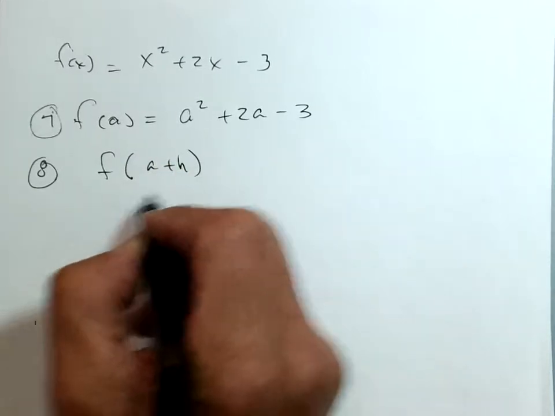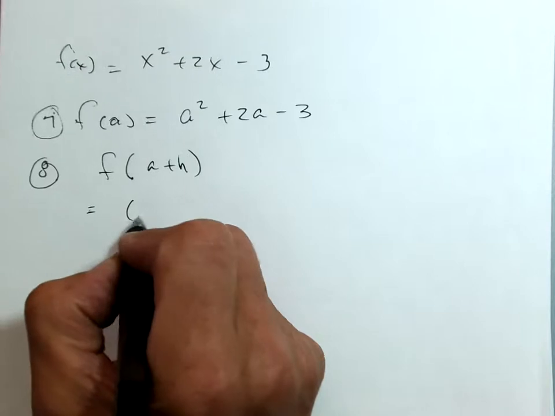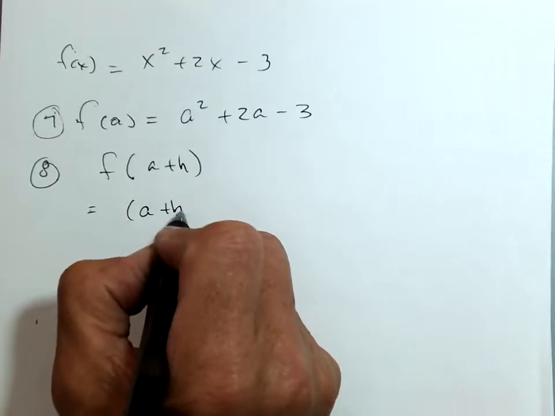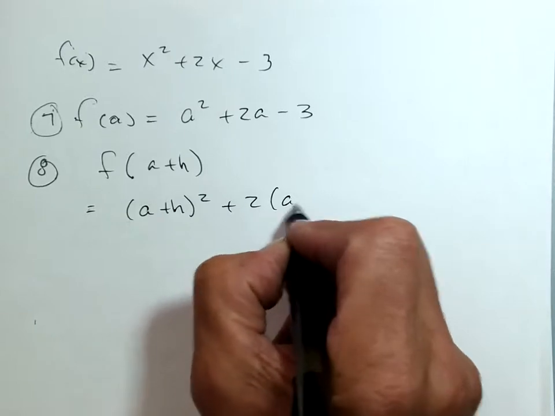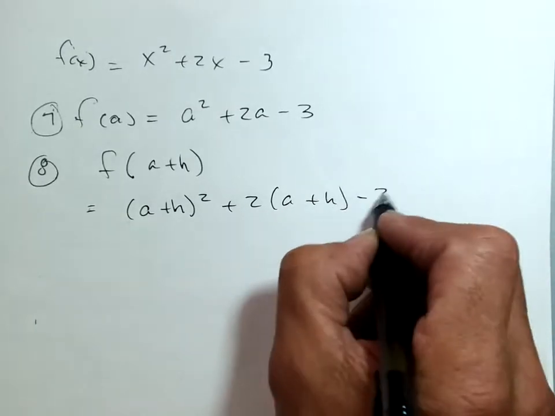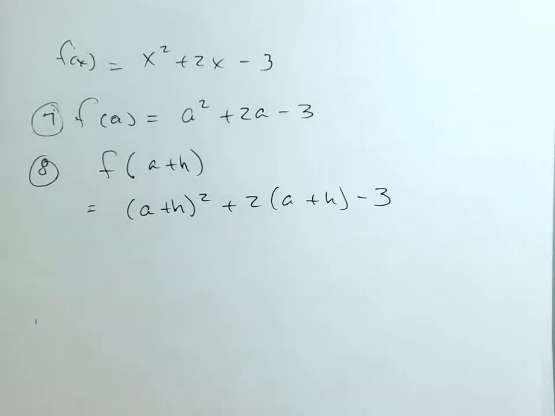Okay, 8. We're going to go f of a plus h. So it's going to be (a plus h) squared plus 2(a plus h) minus 3. Now that answer is fine, and I would take that answer on the quiz. Just put it down, done, you get it right. However, just because I know it's common, I'm going to take it a little further, okay?